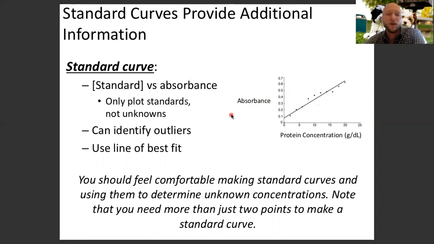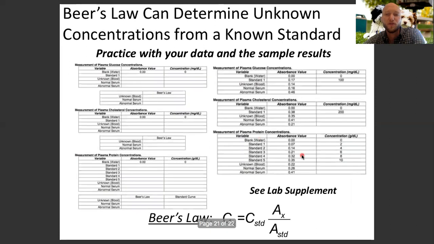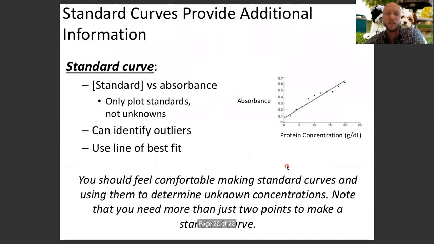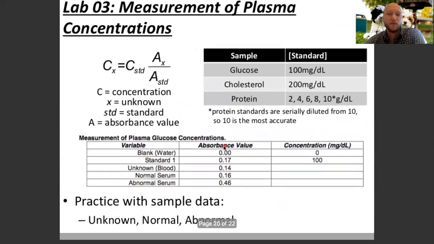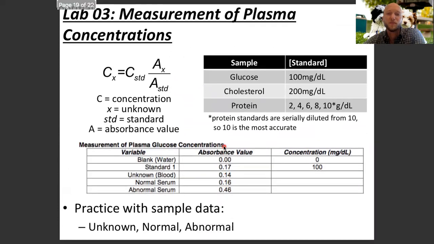Note that you need 2 or more points to make a standard curve. So really protein, because you have 5 standards, is the only one you can really do the standard curve for.